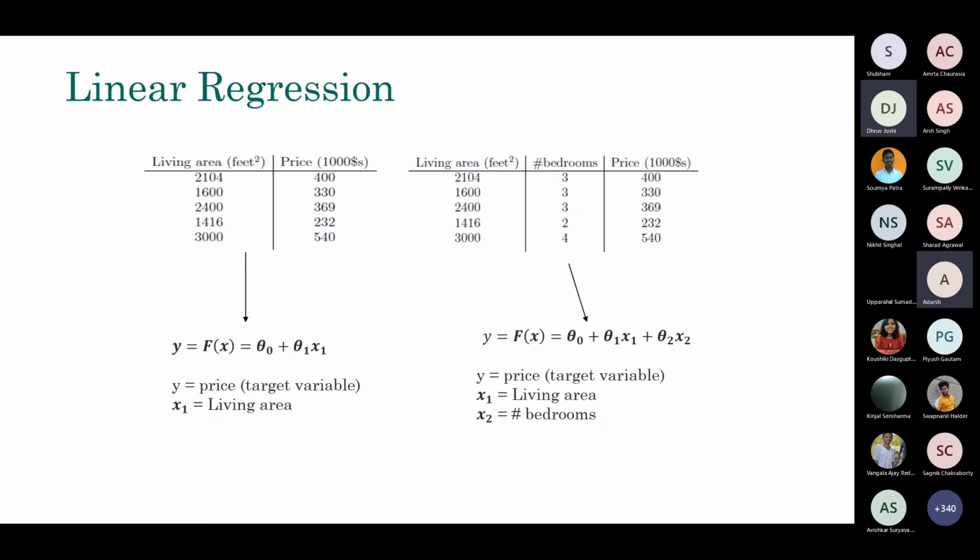Now similarly, if you extend a little further, then we have the living area, and then we have an additional feature called bedrooms, and then you have to predict the price of that. So all you need to do is extend this model a little bit from one variable to two variables, so you get this equation: theta 0 + theta 1 x1 + theta 2 x2. This is a very simple real-life example of linear regression.